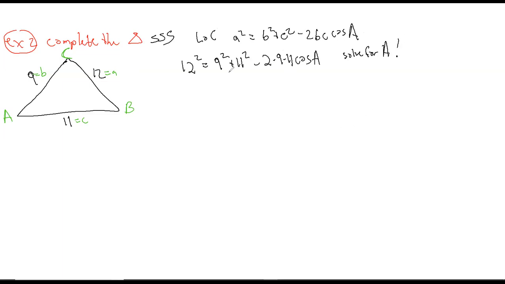There's a little more work this time. Last time we just jammed all these numbers in a calculator, but there's a variable here. We got to move everything else away from that. Well, let's do the squaring. That's 144 equals 81 plus 121 minus 2 times 9 is 18, 18 times 11, that's 198, times the cosine of angle A. The 81 and the 121, we're going to add to 202, right? 202 minus 198 cosine of A. Do not subtract those. You cannot do that. You're going to have to subtract 202 on both sides.